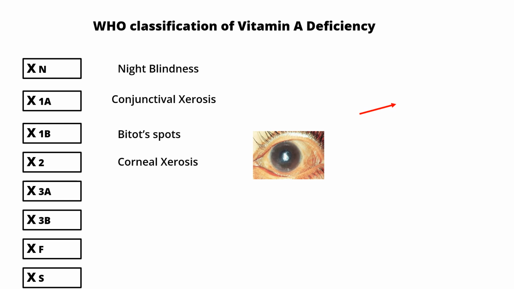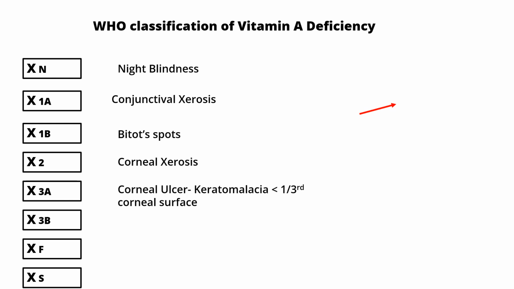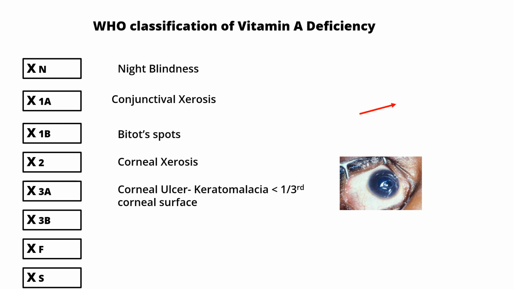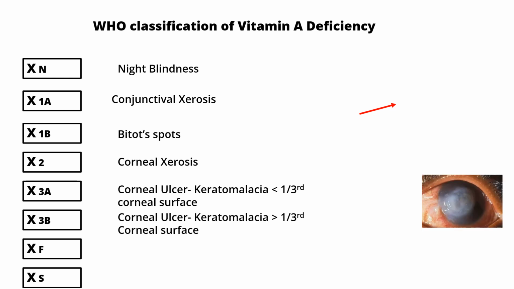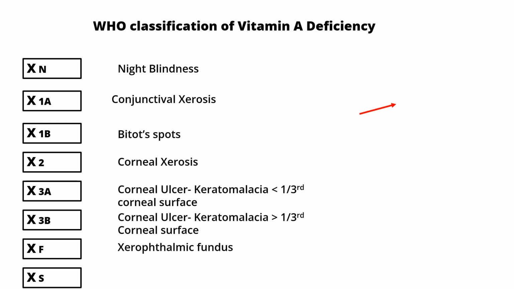X3 is corneal ulcer. X3A is when the corneal ulcer, corneal melting, is less than one third. X3B is when the corneal ulcer is more than one third of the corneal surface. To begin with, it is a non-infective melting of the cornea, a non-infective ulcer, but later it can get infected and present as a bacterial or a fungal corneal ulcer.